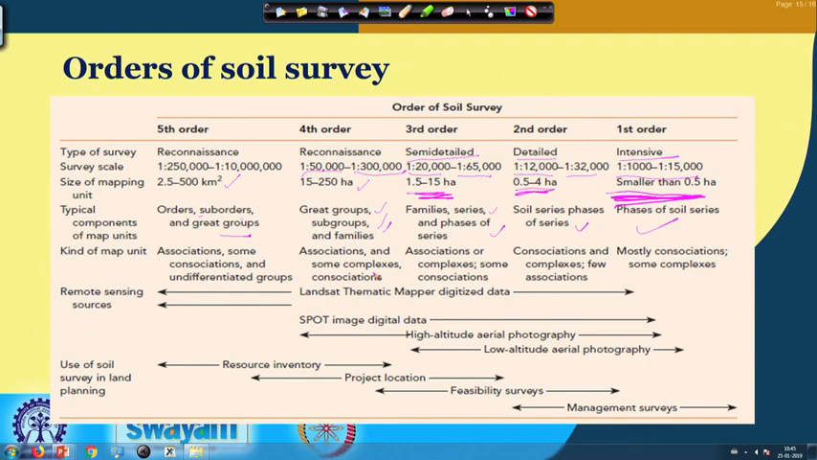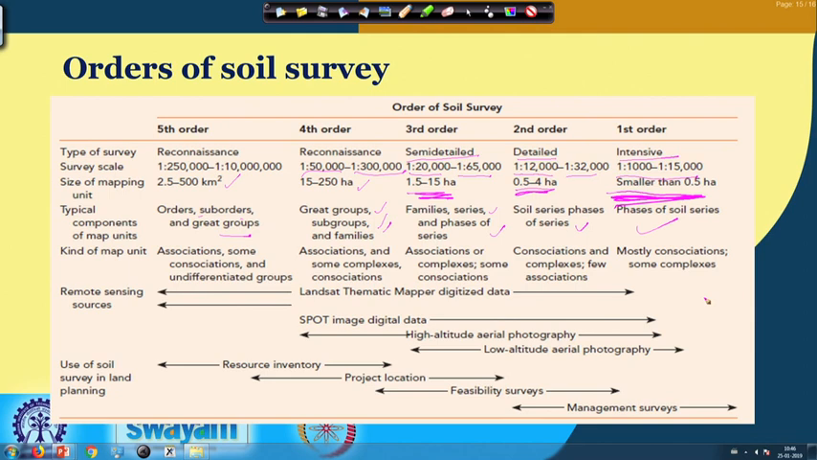In the case of the fourth order, there are associations and some complexes and consociations. In the case of the third order, association or complexes. In the case of the first order, it is mostly consociation and some complexes. So you can see that as we go from the fifth order to the first order, it becomes more detailed, and obviously different types of remote sensing sources are also used.